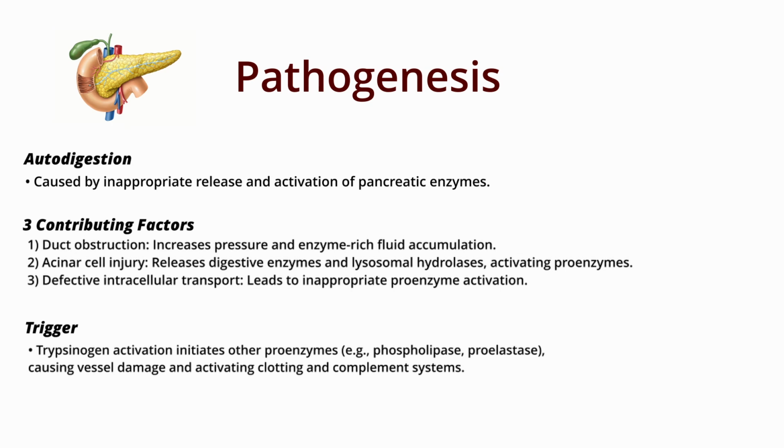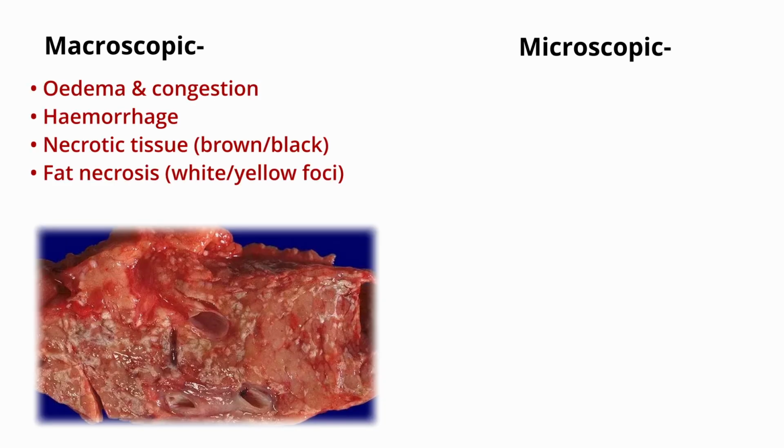complement systems. Now we will have a look at the macroscopic and microscopic features of acute pancreatitis. The key macroscopic features of acute pancreatitis include edema and congestion, hemorrhage, necrotic tissue, which is brown or black in color, and fat necrosis, which features characteristic white or yellow foci.